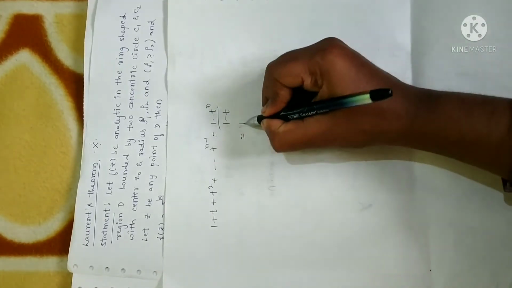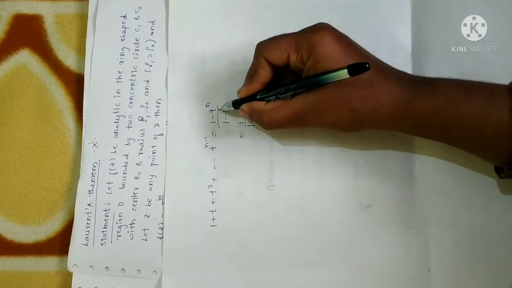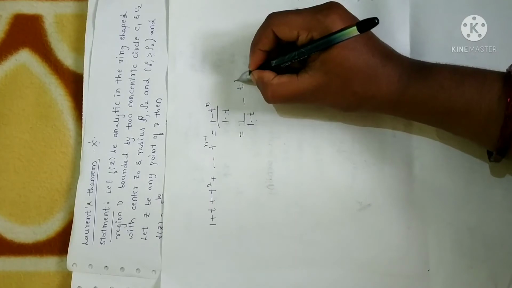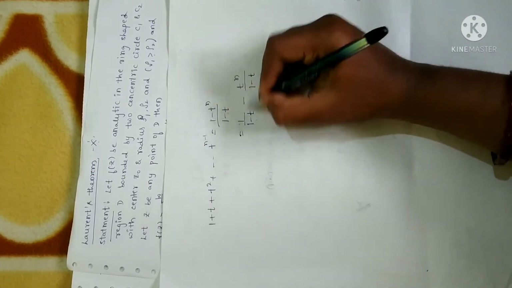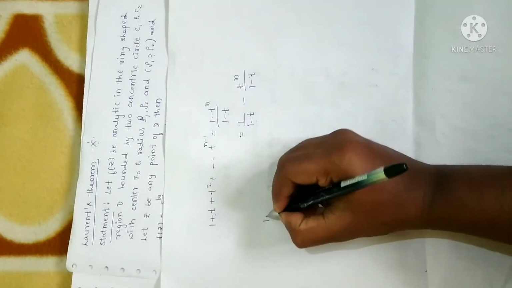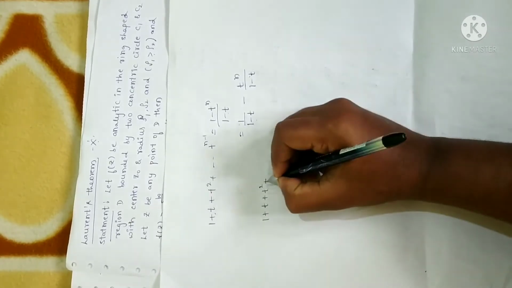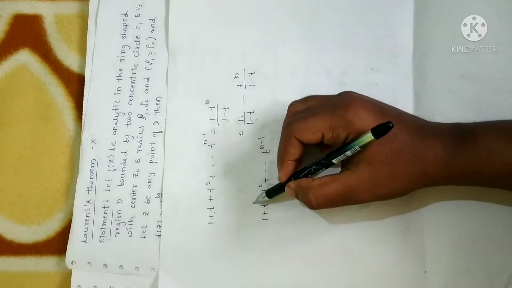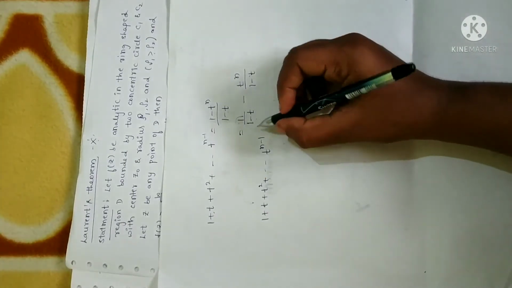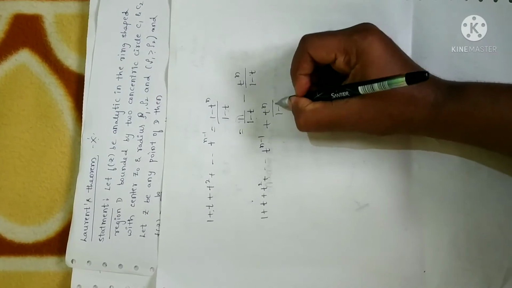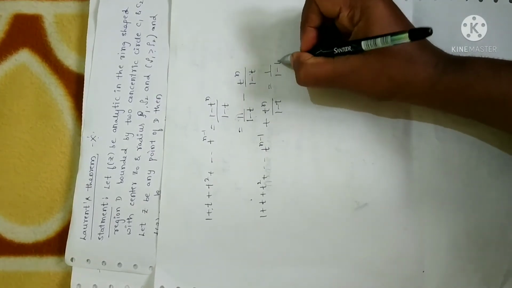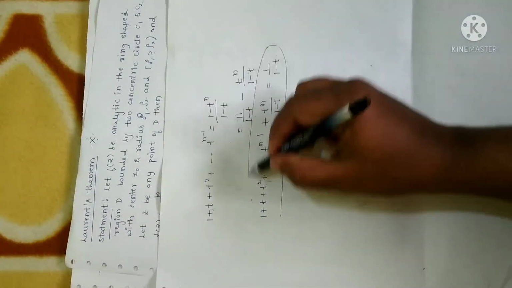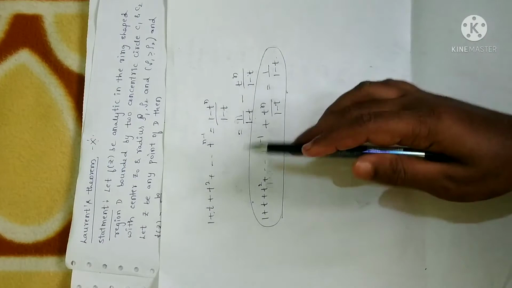Now I can write this term as 1 divided by 1 minus t, and split it as 1 divided by 1 minus t minus t power of n divided by 1 minus t. If you take LCM, you will get this, right? So I can write this as 1 plus t plus t square and so on up to t power of n minus 1. Now I am going to shift this term, so I can write plus t power of n divided by 1 minus t is equal to 1 divided by 1 minus t. So this formula I have used in the Taylor series expansion as well as in this theorem also.